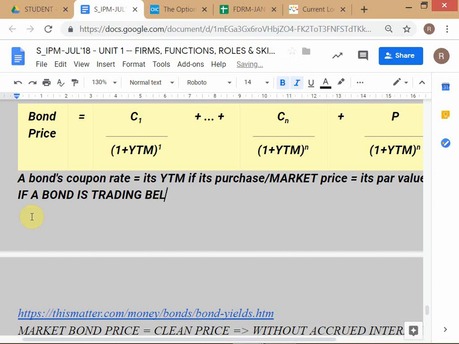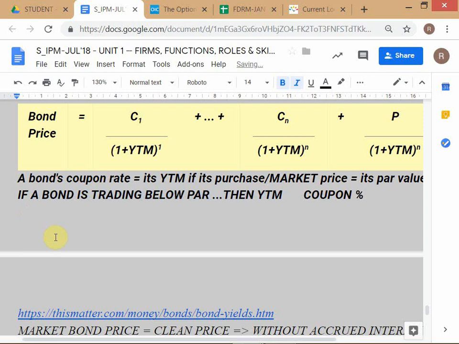So if the bond is trading below par, then YTM, now you tell me, greater, lesser? Is the question clear? If the bond is trading below par, it means the market price is below par. Everyone understands what par is now? Lesser. So if the bond is trading below par, then YTM will be less than the coupon? Let's write YTM. What happened here?